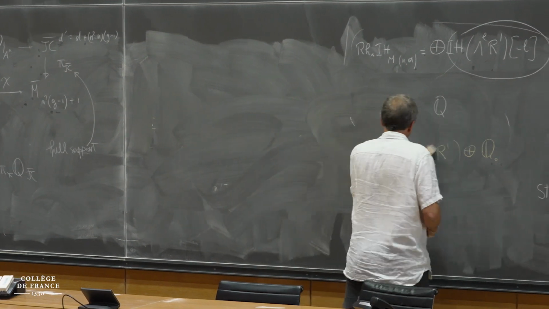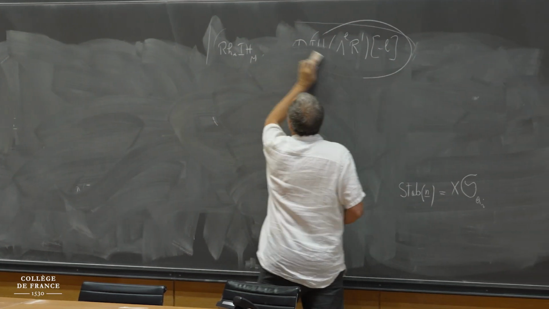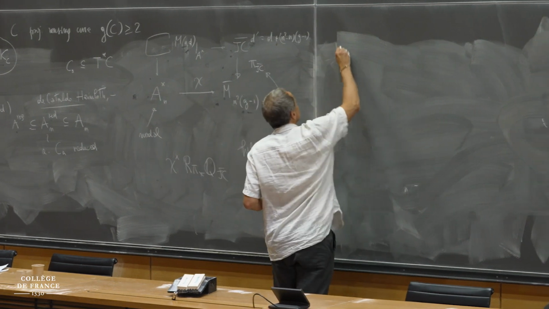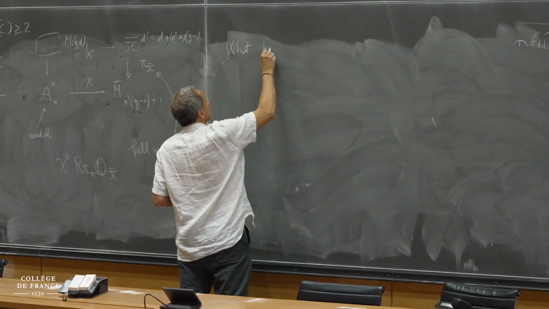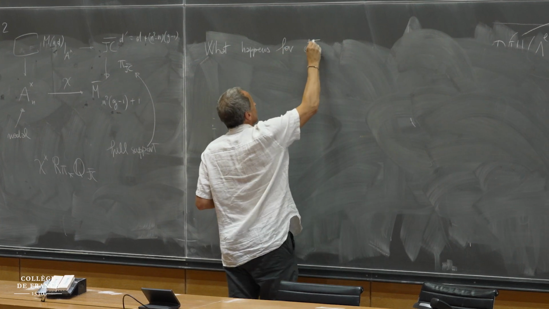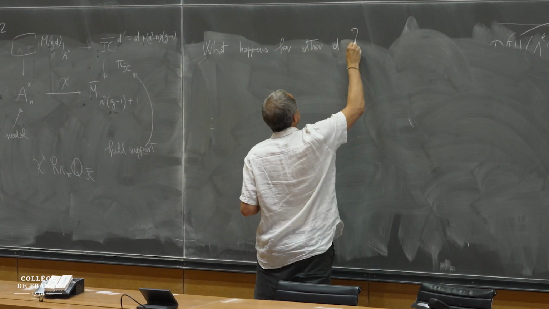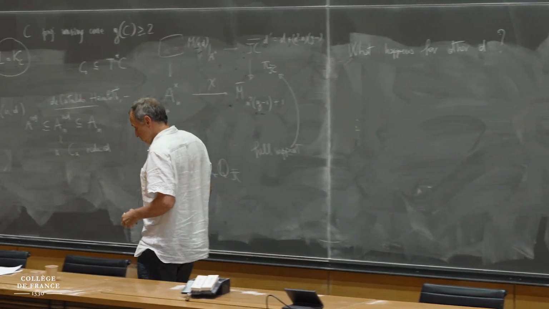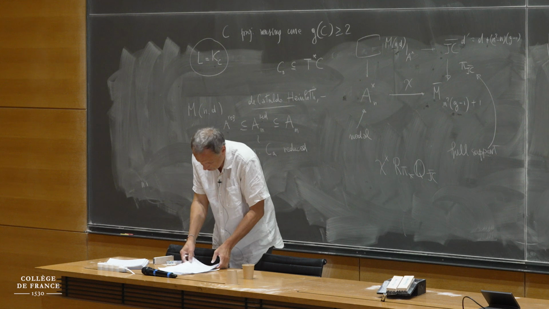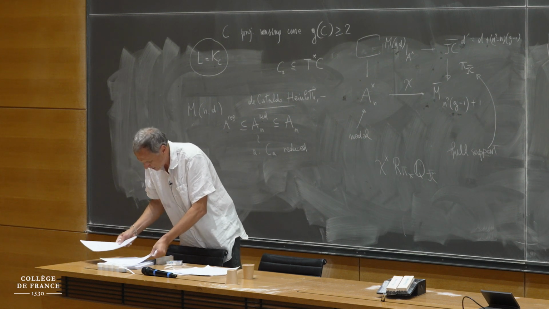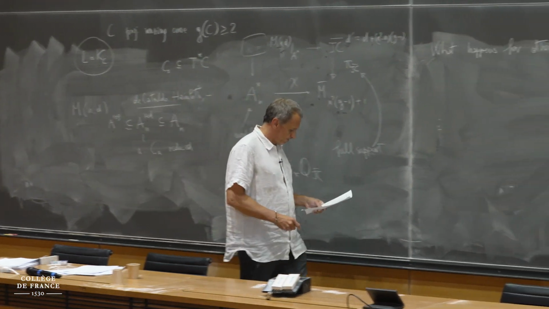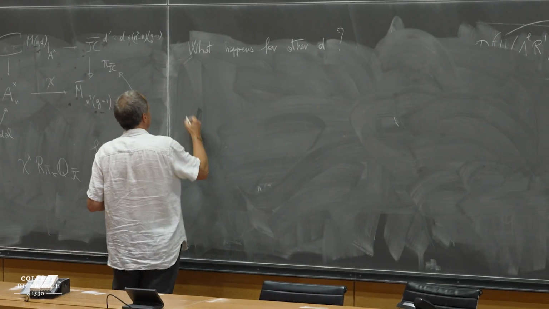So with Mirko, and later with Mirko and Roberto, we asked ourselves, so what happens for other degrees? So if the degree is not coprime. And I think the answer is quite amusing and quite funny. So I have to make a premise of a technical nature.